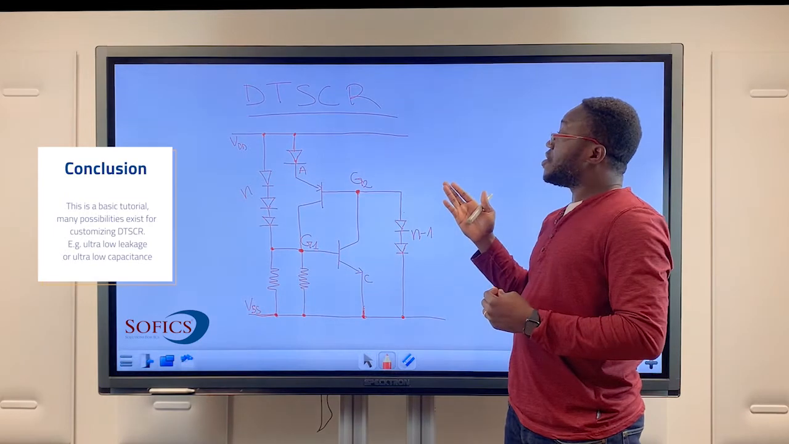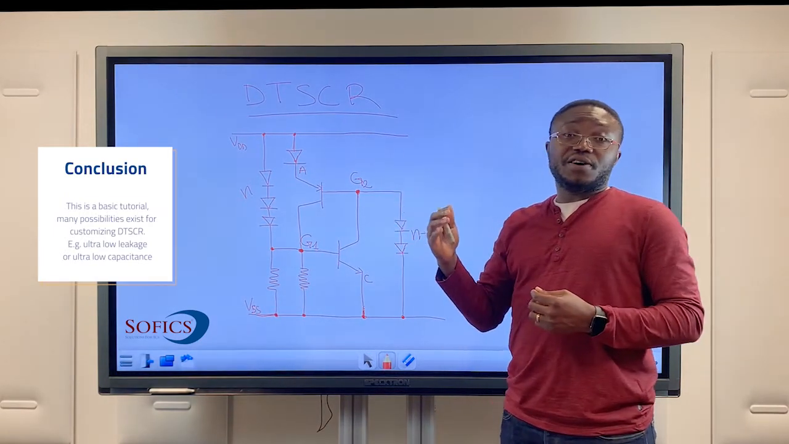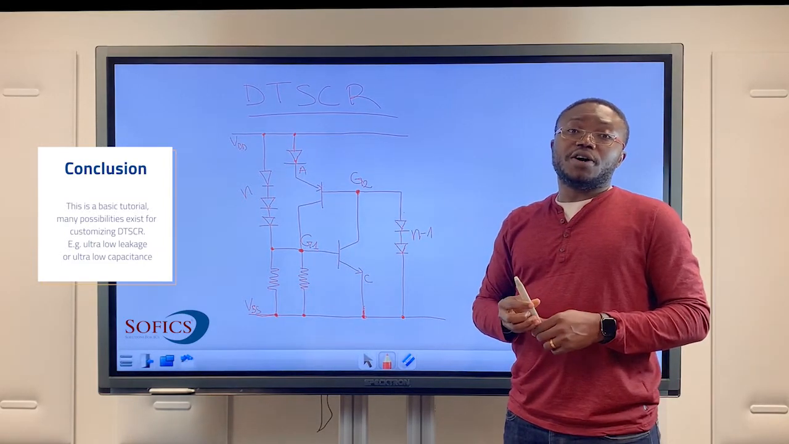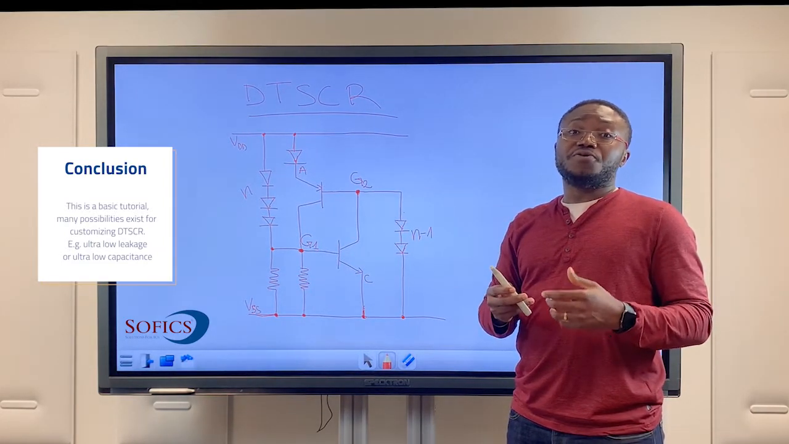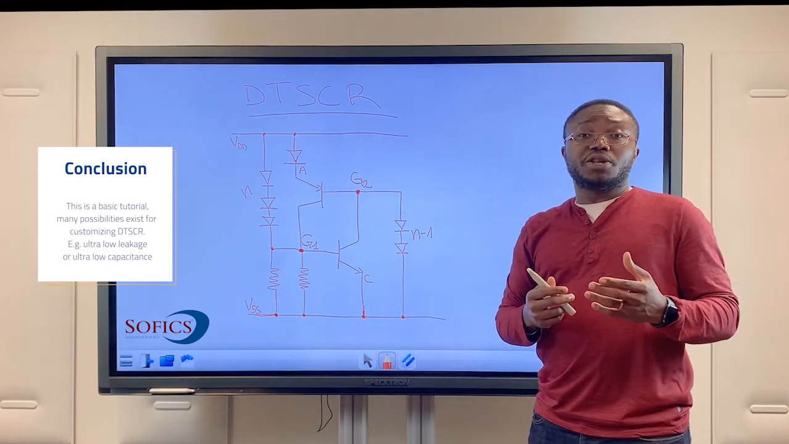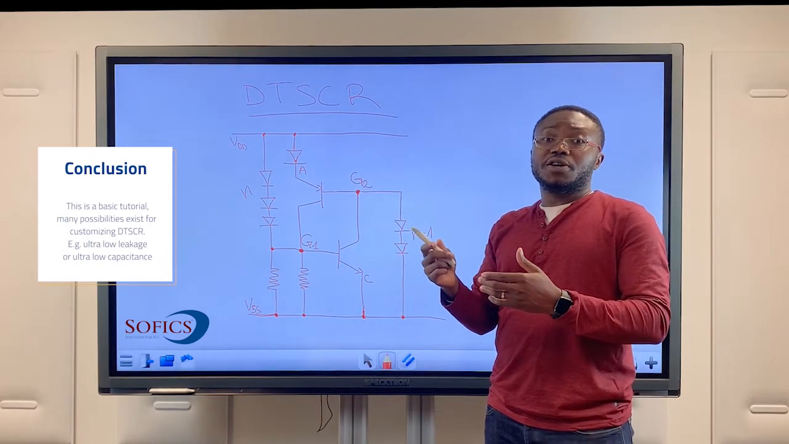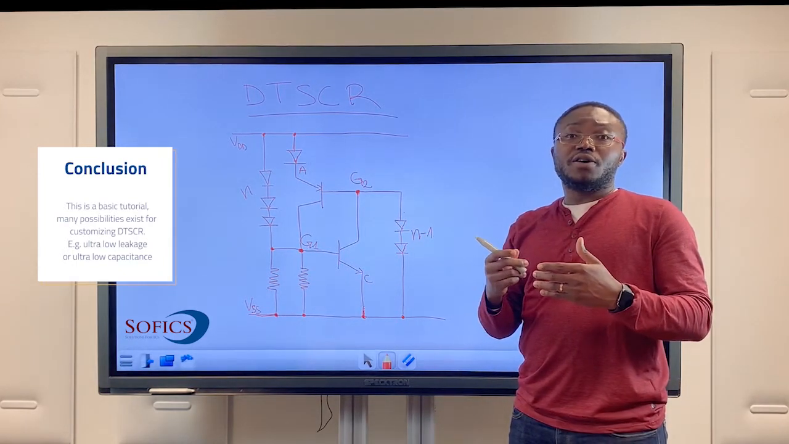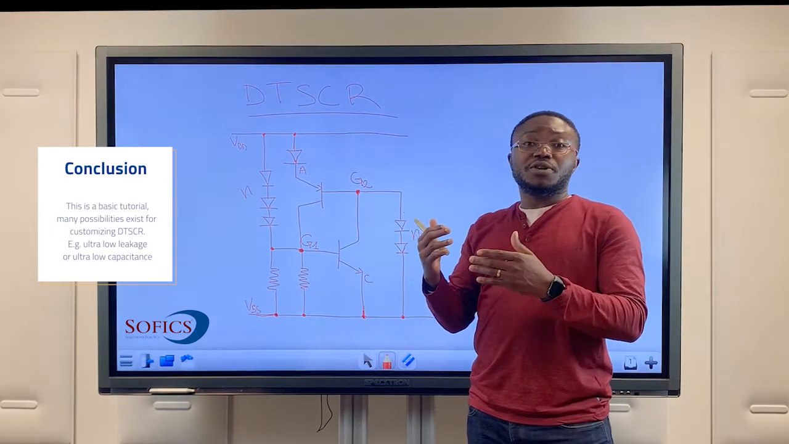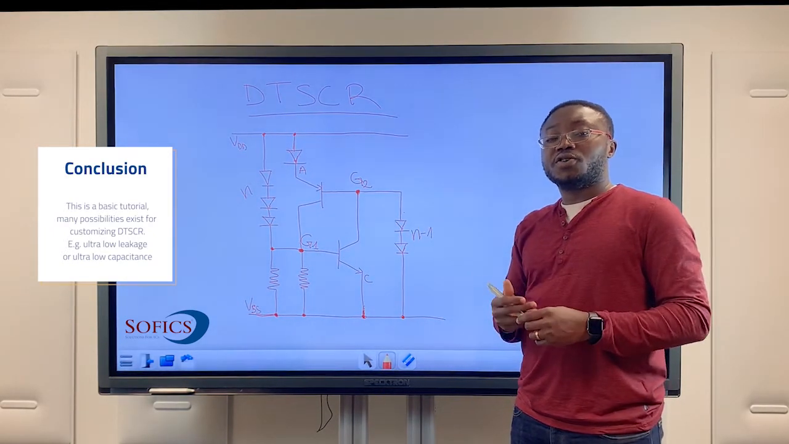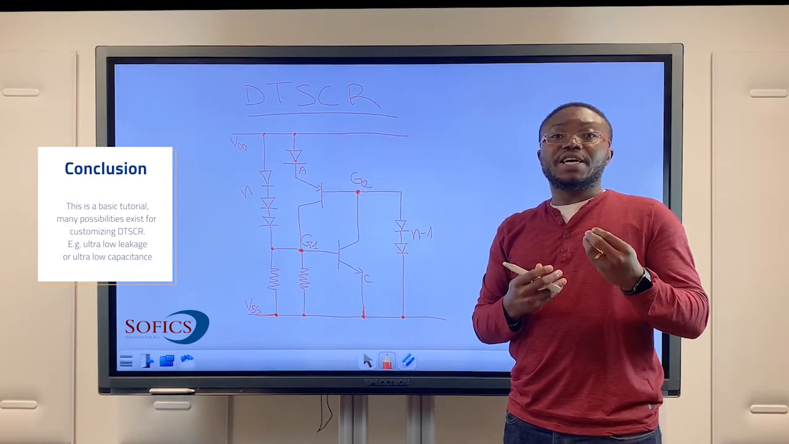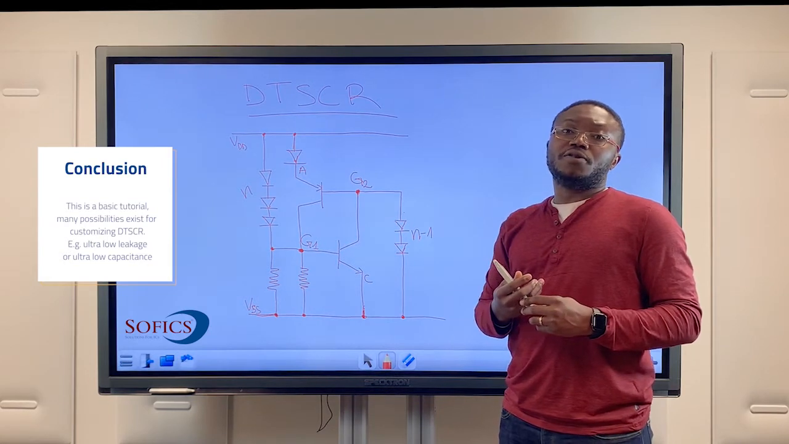Of course, what is shown here is just the basics. There are still many other tricks which need to be applied in order to really tailor the DTSCR to fit the particular application which we have in mind. For example, when it comes to IoT applications, then it is more important to have an ultra-low leakage. And if we, for example, instead consider RF or high-speed applications, then it's a lot more important to have ultra-low parasitic capacitance in the DTSCR.